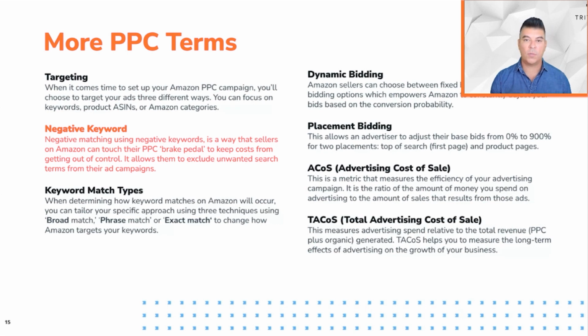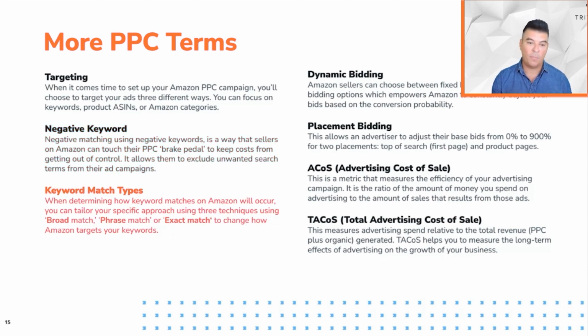A negative keyword is kind of the opposite of a target. It's something you don't want to be seen on. So when you're optimizing your campaigns, this is something you're going to want to start adding, because it lets Amazon know, hey, this search term is not really converting for me, so I actually want to make it a negative. So I will no longer be visible for that.